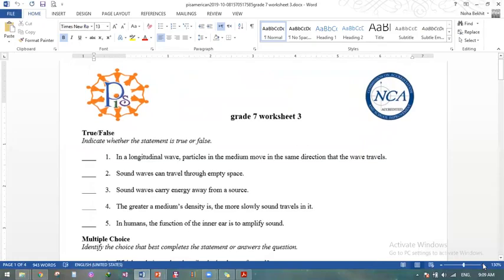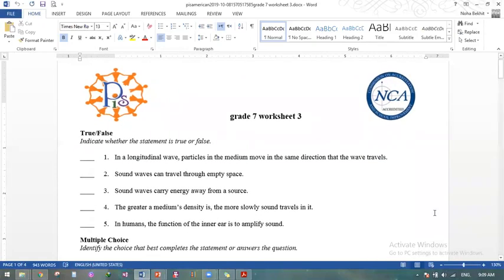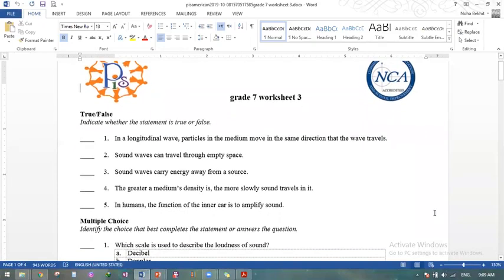No. Okay, so I hope you can see the worksheet in here. I will upload it with answers after the session. So let's start with the first one. In a longitudinal wave, particles in the medium move in the same direction as the wave travels. So you guys can raise your hands if you would.